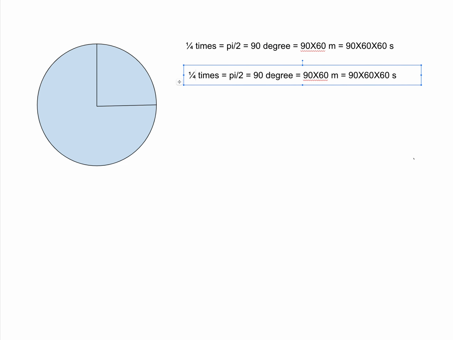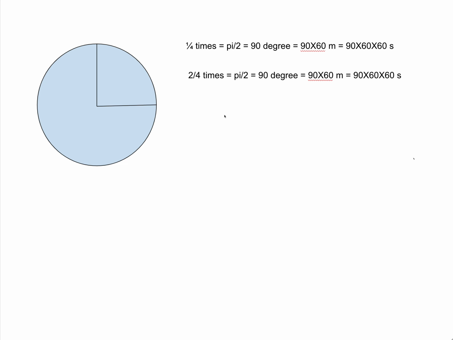Suppose I turn it not 1 by 4 but 2 by 4. Okay, so I will turn it 2 by 4 times. 2 by 4 times is nothing but 1 by 2 times. So 2 by 4 times is nothing but I am turning it like this. So this becomes 2 by 4, or half times I am turning it. So the angle becomes not pi by 2, but this angle becomes pi.